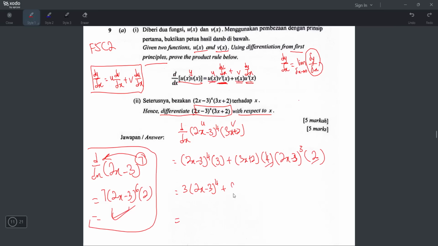4 times 2 is 8. But this one has two terms, so I will not expand. I'll write it beside like this, and then (2x minus 3) power 3. And now time to factorize.